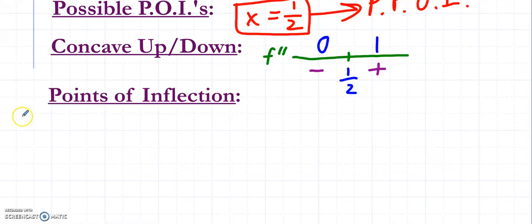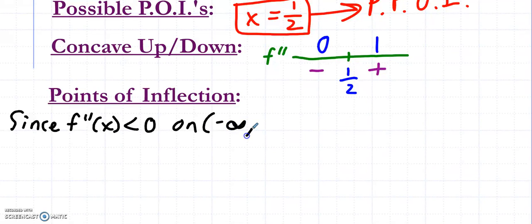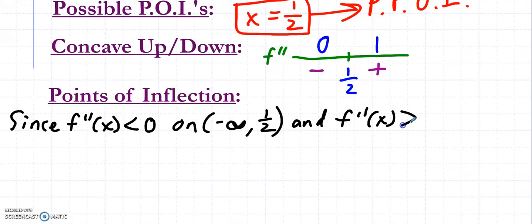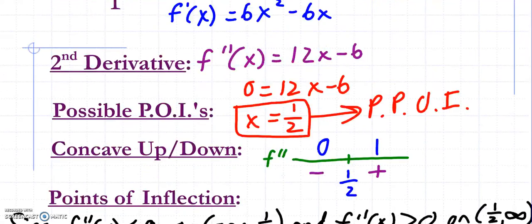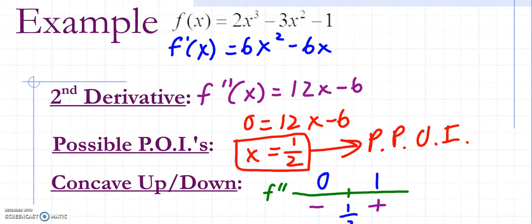So we're going to say, since f double prime of x is less than 0 on negative infinity to 1/2, and f double prime of x is greater than 0 on 1/2 to infinity, I know the point 1/2 comma... if I go back up here to the function and plug in 1/2, that comes out to be negative 3/2. So I know f of 1/2 equals negative 3/2.